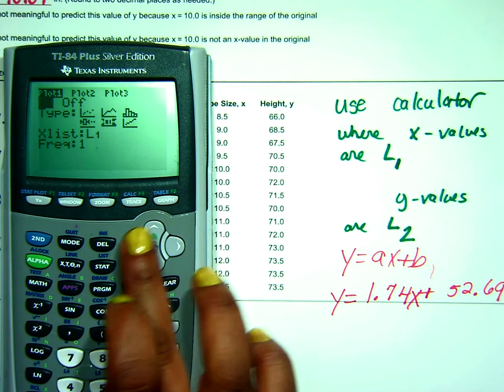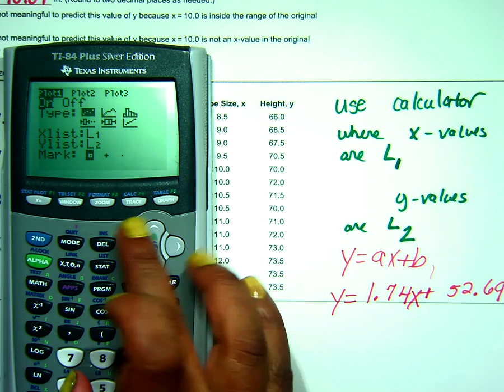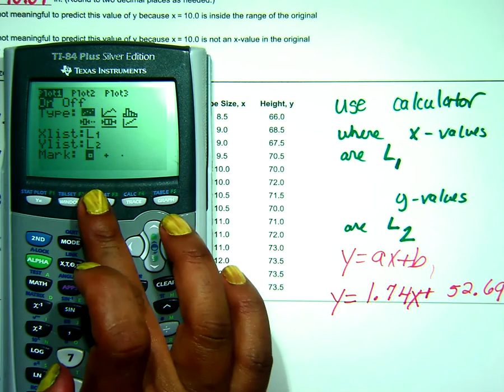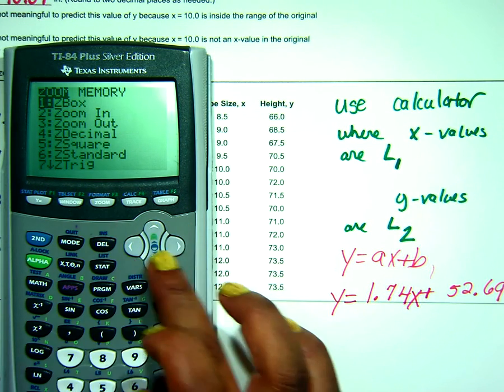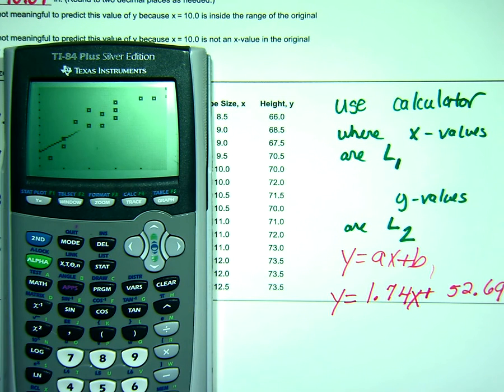You want to go back to the first graph. With the first graph, that's going to be your dot, so you're going to hit enter. Once you hit enter, everything locks in. So go to zoom, go to zoom stat. Once you hit zoom stat, voila. Now make sure that you actually put this in under Y1.